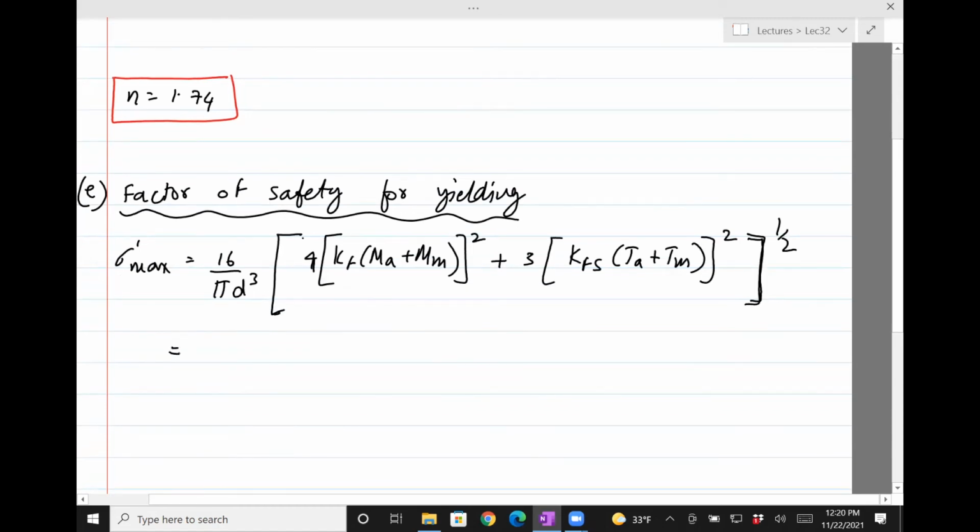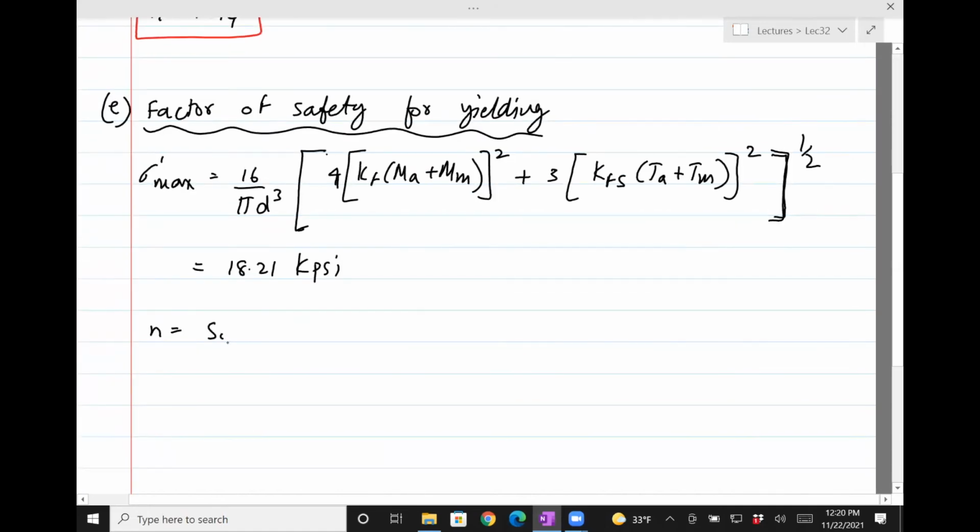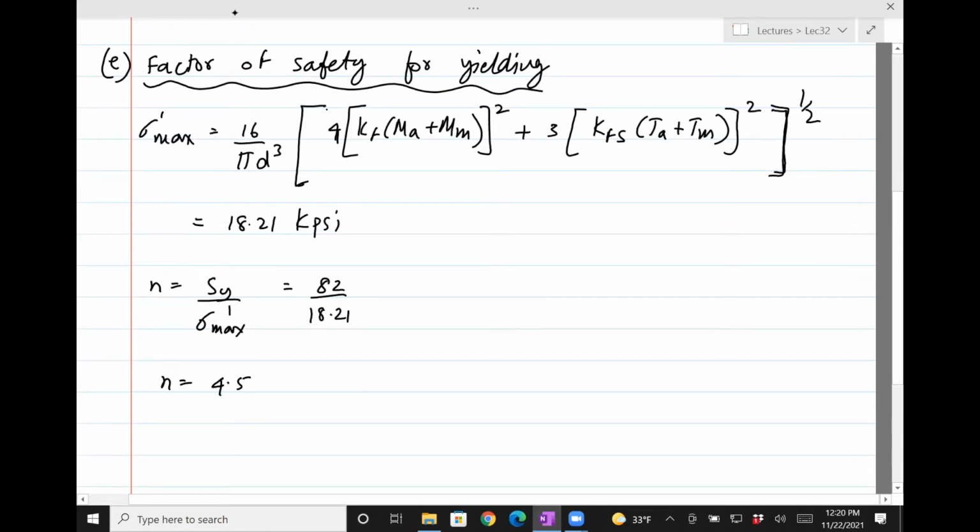Okay, so again, everything here is known, including D, comes out to be 18.21 kpsi. And then if you want to find the factor of safety in yield, it's simply the yield strength divided by the von Mises stress. So that's 82 divided by 18.21, and N is 4.5. Yeah, so this is one of the questions where it's all plug and chug, but once you found the critical things, you need to solve for.